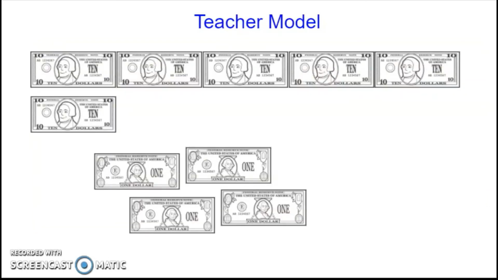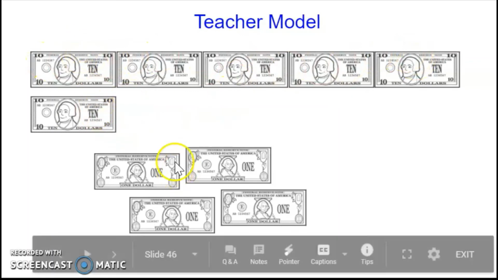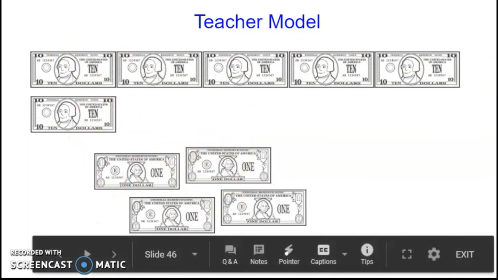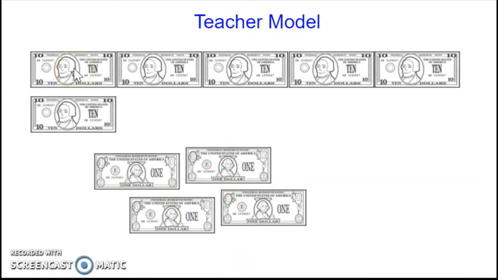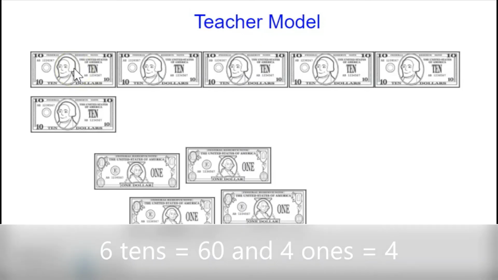For the last part of our teacher model here, I want you to take a look at our screen. Here we have $64 in expanded form. We have 6 tens, so that's a row on top. We have 6 tens and 4 ones. So 6 tens and 4 ones is the expanded form of $64. 6 tens is the value of $60, and 4 ones has a value of $4.